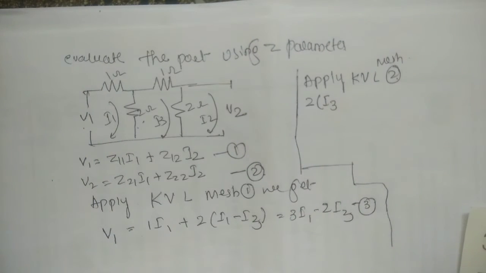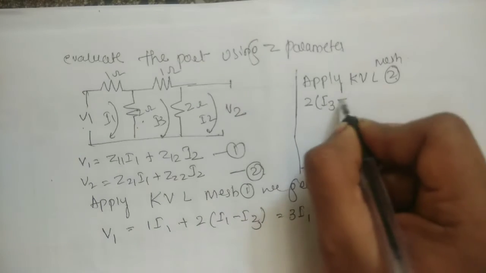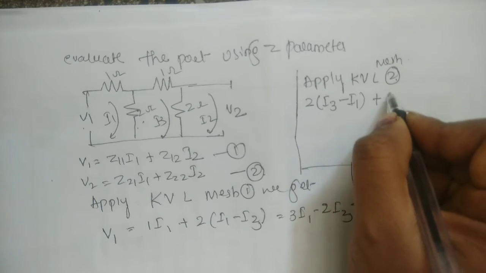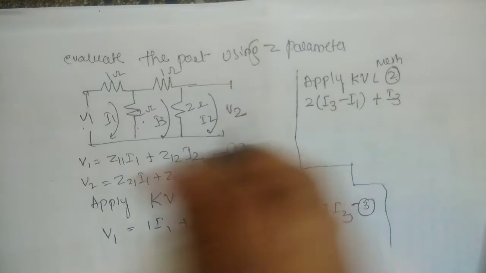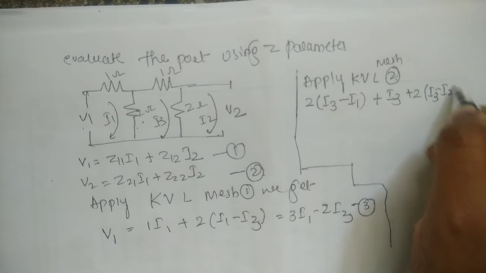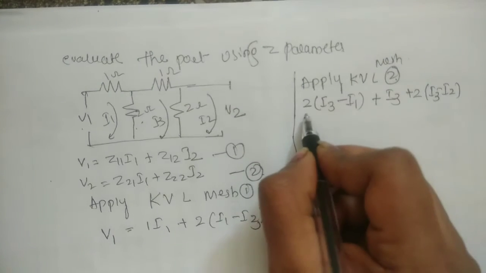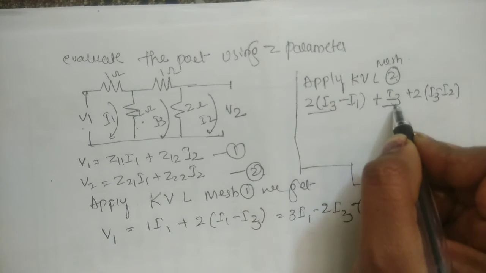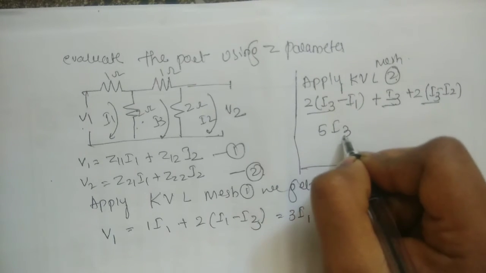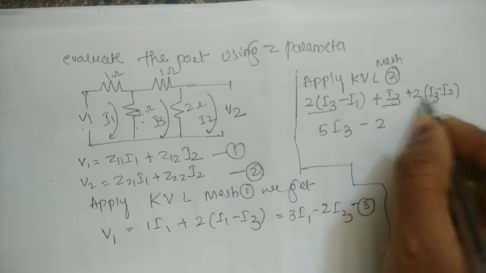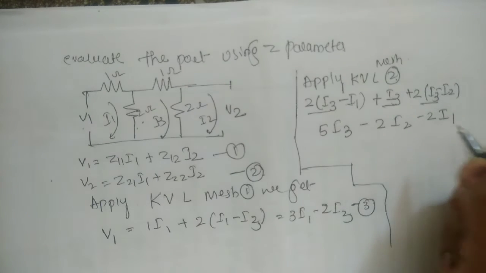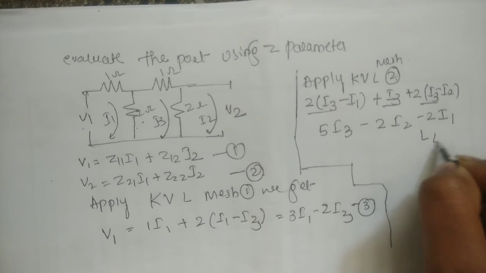I3 will come, sorry. I3 minus I1. This one is a plus I3 plus 2 into I3 minus I2. Correct? 2, 3, 5. 5 I3 minus 2 I2 minus 2 I1. Right? This one is the equation number 4.